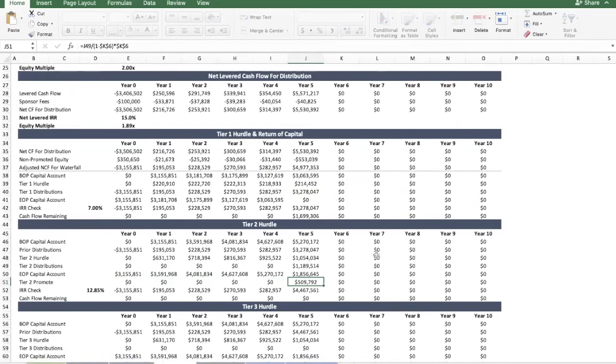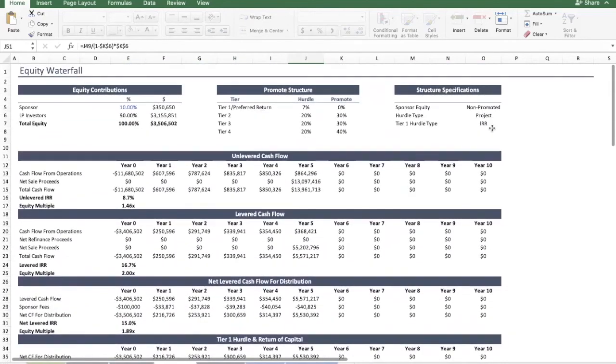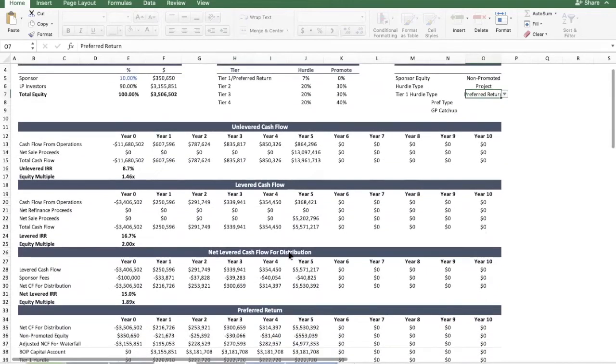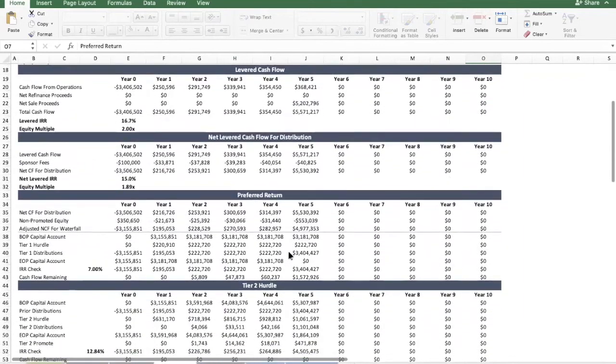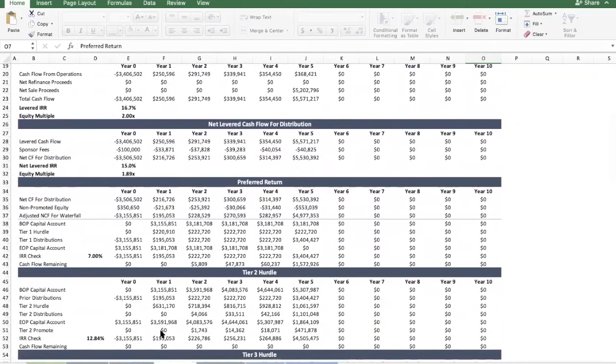So we can quickly switch now. Instead of being an IRR hurdle, it can be a preferred return hurdle, and we can see how that changes the cash flows. So just to quickly show you, to prove that it's now being calculated differently, the promote is not being only collected upon sale. It's actually being collected ongoing through the excess cash flows. So if we trace it back here to the hurdle, tier 1 hurdle is 223,000. Tier 1 distribution is exactly that, because we actually have more money. So we can meet in the preferred return period, we can meet that hurdle.